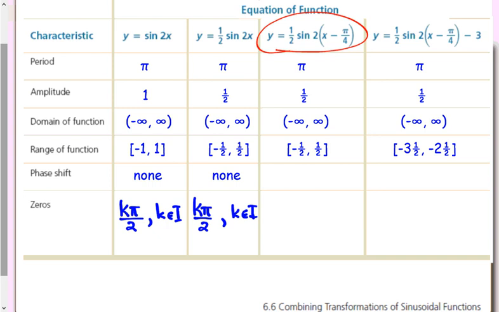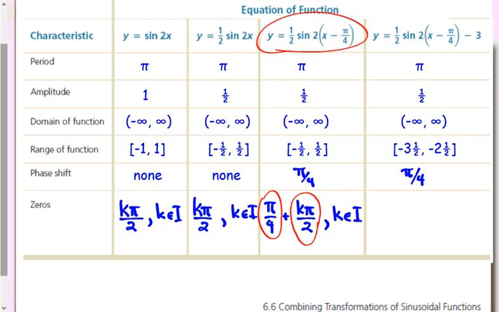So -3.5 to -2.5. We do have this phase shift, which is pi by 4. We could say pi by 4 to the right, but if all we say is pi by 4, then there's a positive sign implied, which would mean we're saying it's to the right. So our zeros changed. Now we have our first 0 at pi by 4, since it went pi by 4 to the right, but there's still a distance of pi by 2 in between them. So I'm adding multiples of pi by 2 to that first x-intercept.